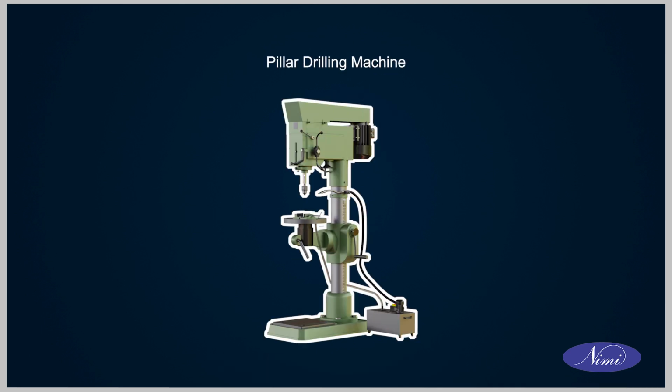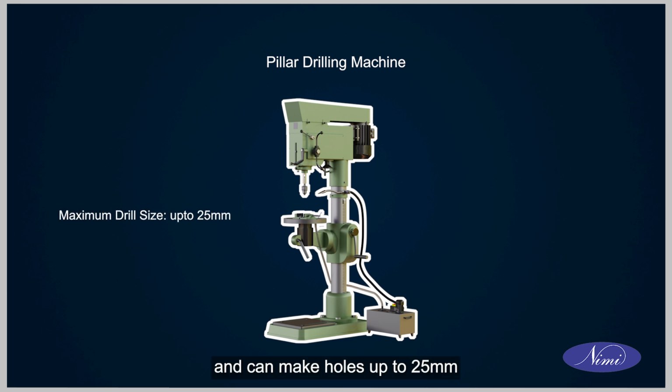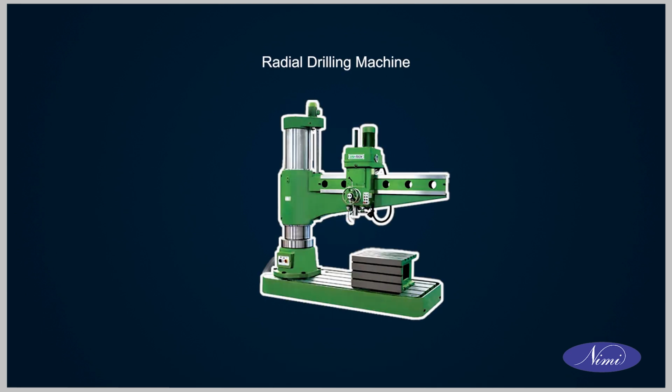Pillar drilling machine, used for medium-duty work and can make holes up to 25 mm. It is also called an upright drilling machine. Radial drilling machine, used for heavy-duty work and can make holes greater than 25 mm.